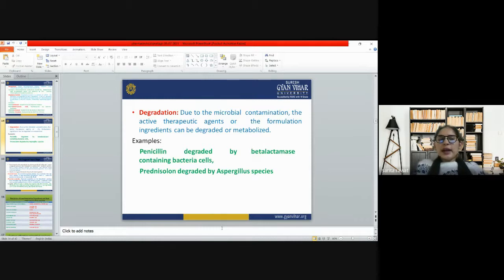Now, another chemical reaction is degradation. Degradation is due to microbial contamination. The active therapeutic agent or the formulation's ingredient can be degraded or metabolized. For example, penicillin is degraded by beta-lactamase containing bacterial cells, and prednisolone is degraded by Aspergillus species.